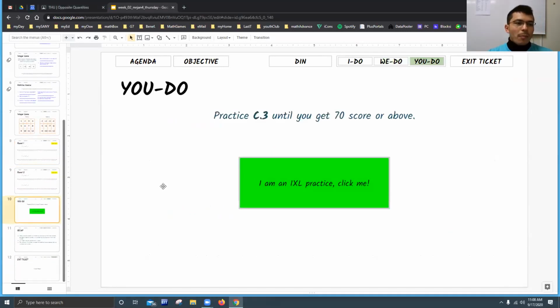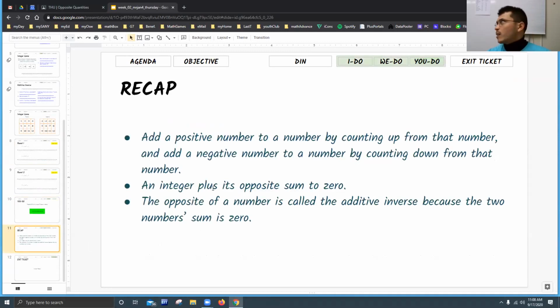And so last thing, before I ask you to practice C3, let's conclude the lesson. Add a positive number to a number by counting up from that number, and add a negative number to that number by counting down from that number. So every time you see a positive number, you always count up. Every time you see a negative number, you always count down from the starting point, okay?